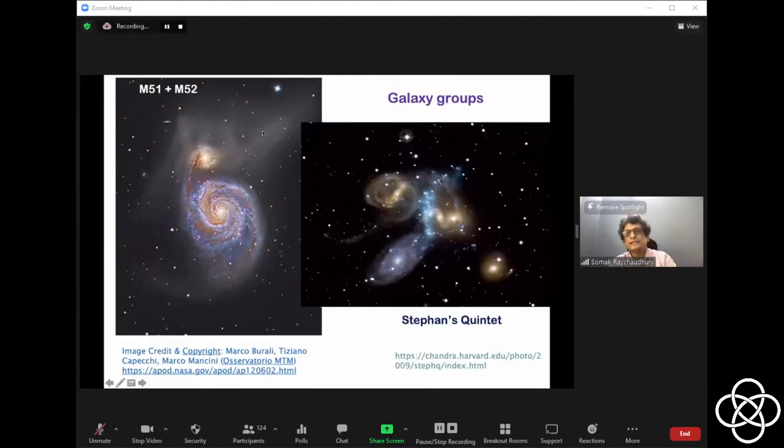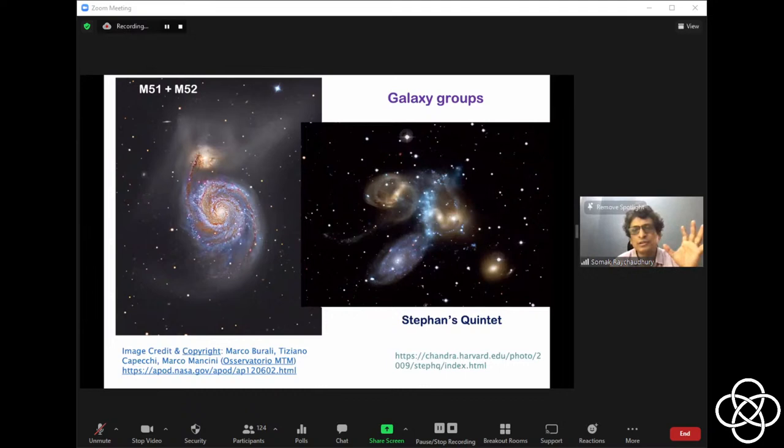So as I said, galaxy groups can be small groups. For example, here's the Whirlpool galaxy M51 together with M52, which is a smaller galaxy. They're interacting very closely. You remember the Mice, which is very similar to that. And you can see this is a very nice deep optical image. You can see all the stars around being, as a result of this interaction, chucked out. There are all these streams happening everywhere.